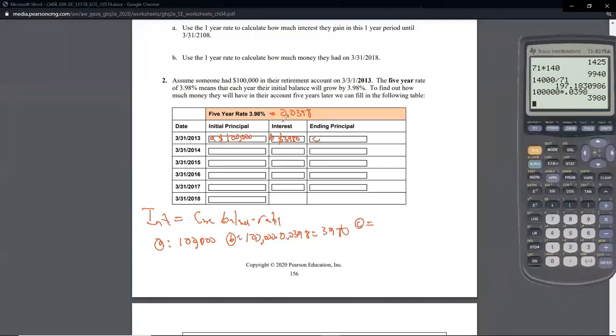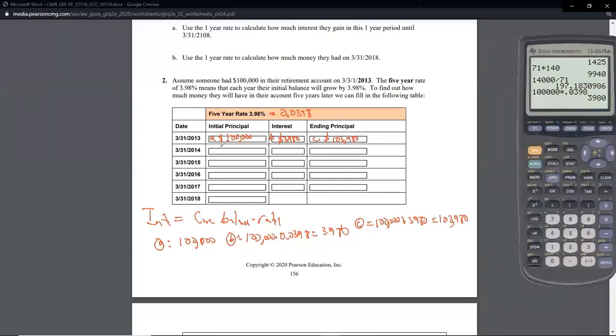well, the previous balance plus the money you just got for free. It's your 100,000 plus your 3980, which is going to be $103,980. That's this entire concept. So now from March 31st, 2013, or April 1st, whenever the money hits your account, until March 31st, 2014, this is how much money you have in your account.